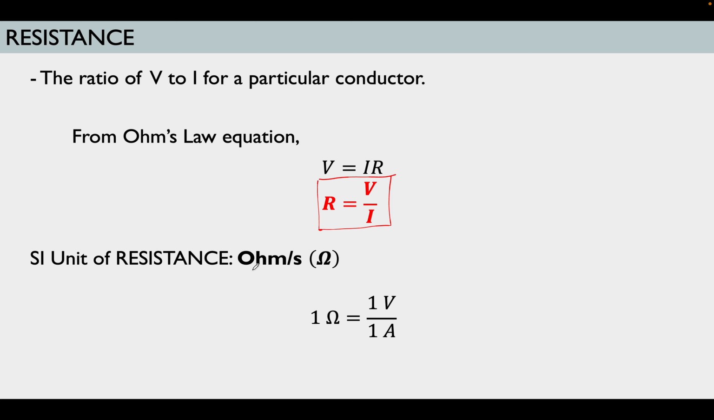So the unit for resistance, we have ohm or ohms. This symbol right here is what we call the omega. So this is an omega. So 1 ohm is equal to 1 volt per 1 ampere, because again we have R is equal to V over I. So V, for the voltage we have volts, for the current we have ampere. So that's why 1 ohm is equivalent to 1 volt per ampere or 1 volt per 1 ampere.